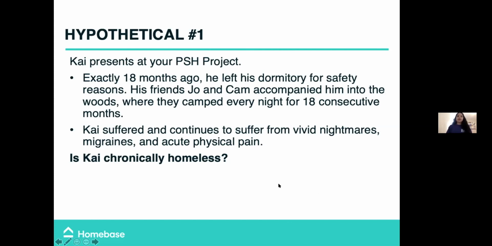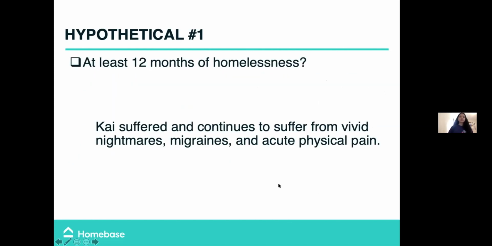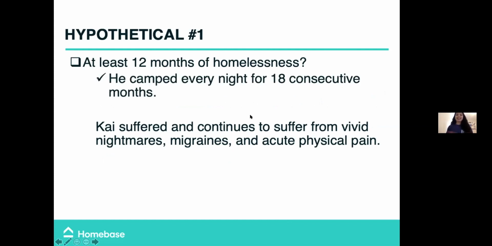So when determining whether Kai is chronically homeless, we want to first check, are there at least 12 months of homelessness? Yes. He camped every night for 18 consecutive months. So yes, sorry, my transitions are a bit off on that. Does Kai have a disability? Here we need a little more information perhaps. We know that Kai suffers from vivid nightmares, migraines, and acute physical pain. What we'd be interested in knowing to really feel comfortable saying yes is, does this impede their ability to live independently?